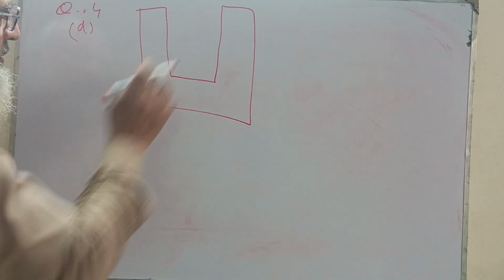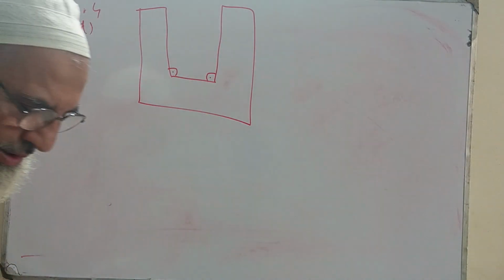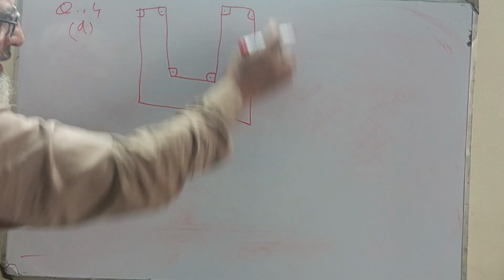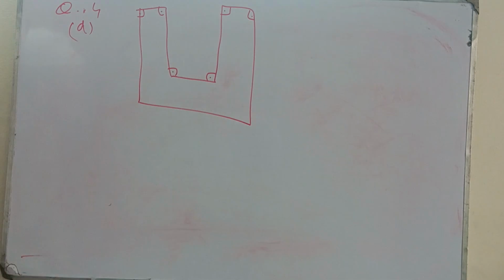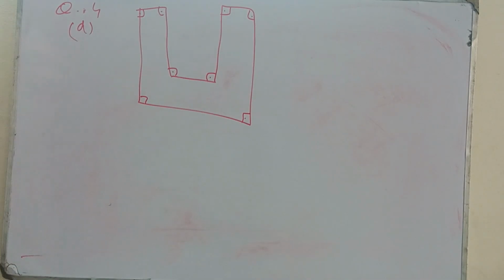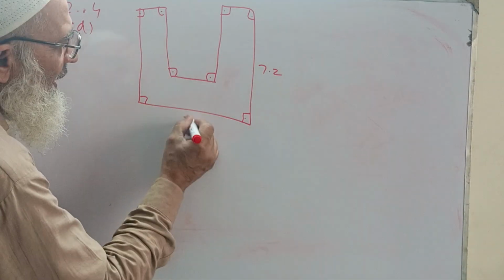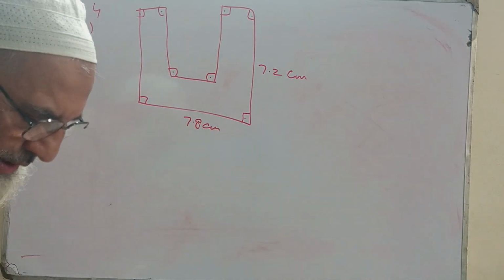So this sort of figure is given. These marks mean that this is perpendicular, and it means that this rectangle and this rectangle are given as rectangles. This is also given over here. That means all the corners are right angles. This side is given 7.2. This is 7.8 centimeter. All dimensions or measures are in centimeter.